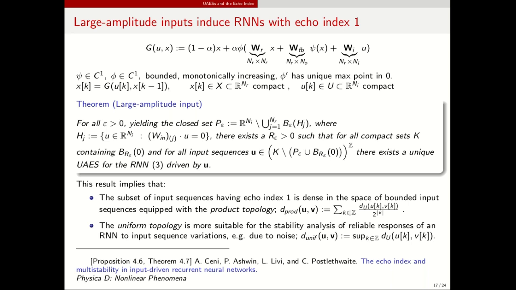While the uniform topology seems to be more suitable for the stability analysis of many reliable responses over recurrent neural network, right? For example, if we include noise in our model. That's the uniform metric which induces the uniform topology. As you can see, we check for the maximum difference between two input signals at all times k.